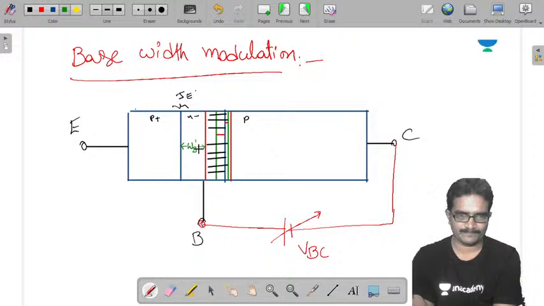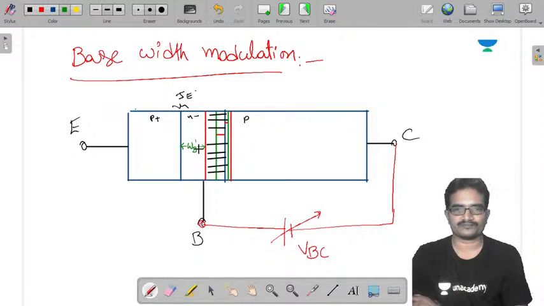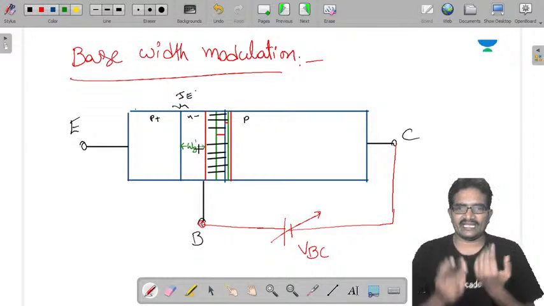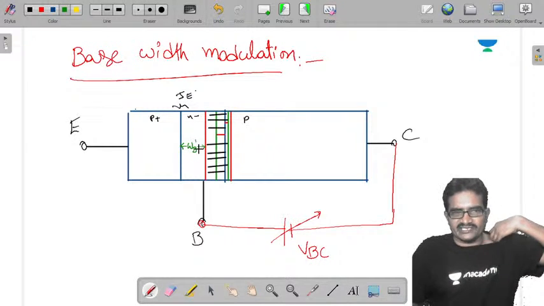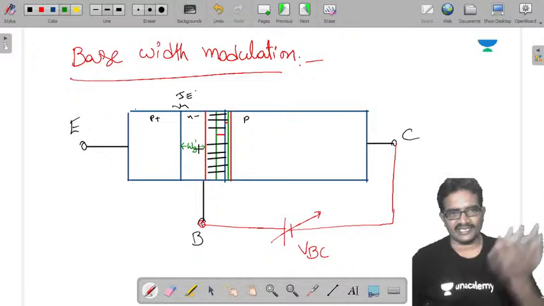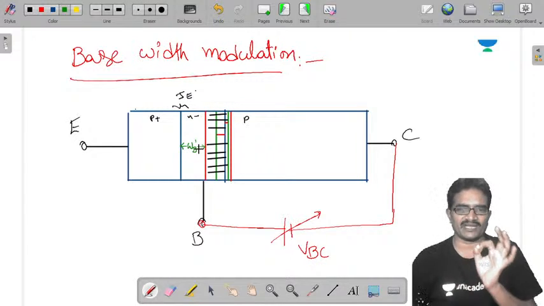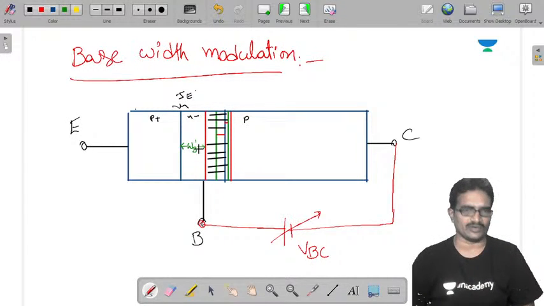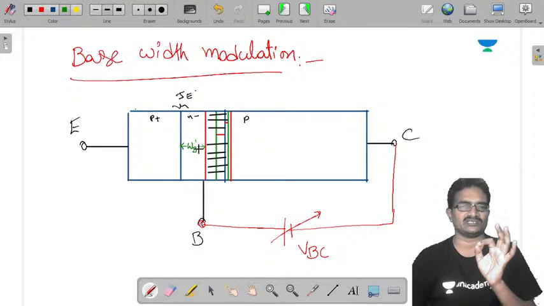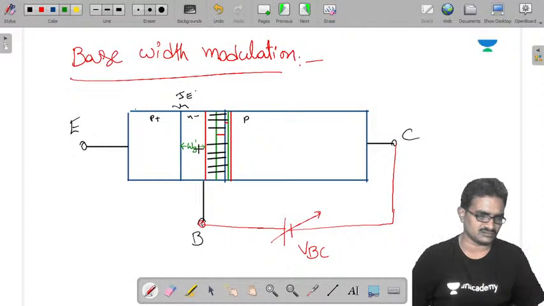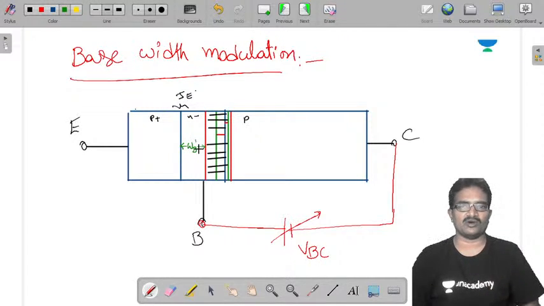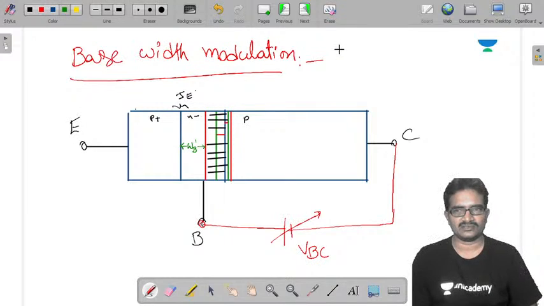Is it okay, sir? Now from this, what we observed is that by varying the applied reverse voltage, the effective base width is varying. This change in effective base width with respect to change in applied reverse voltage is called base width modulation.